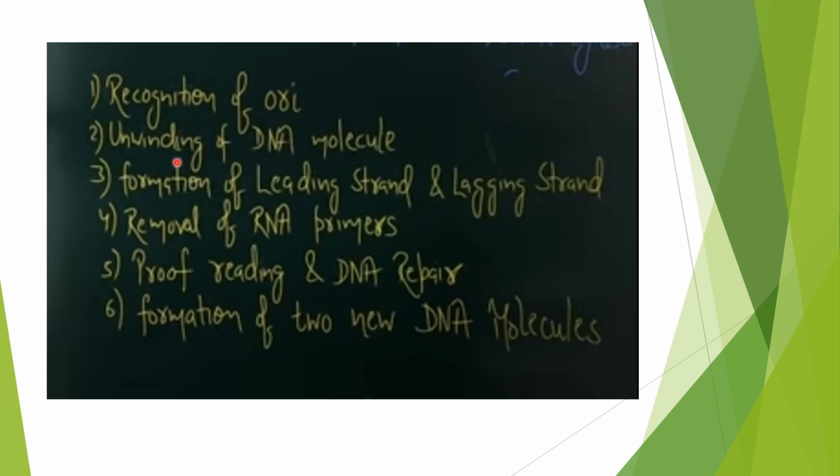The second is the unwinding of the DNA molecule. The third is the formation of the leading strand and lagging strand. The fourth is removal of RNA primers. The fifth is proofreading and DNA repair. And at the end, there is coiling, or we can say the formation, of two new DNA molecules.